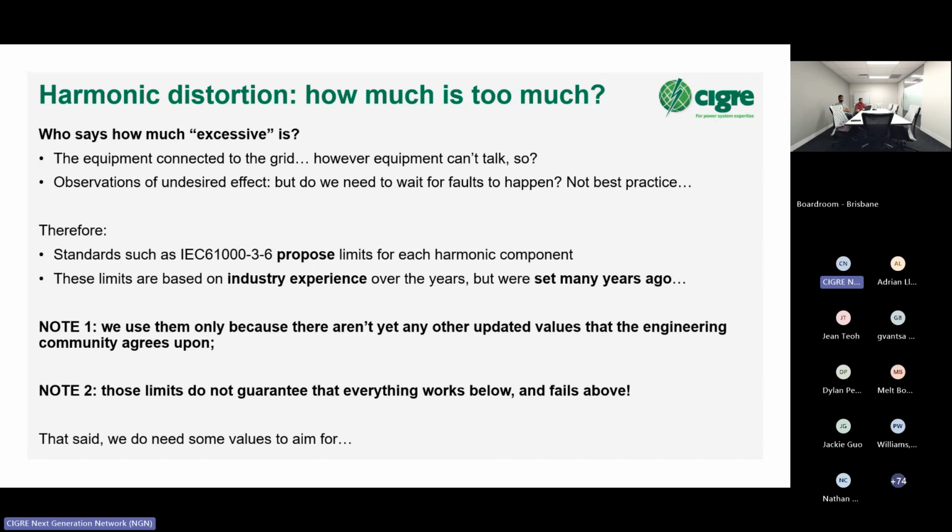There are proposed values in IEC 61036 based on industry experience. However, they are old, set many years ago for an electrical landscape that has changed a lot. There were lots of rectifiers, lots of thyristors. Now things have changed. Those are on the way out, and the inverters, variable speed drives, and all that stuff are on the way in.